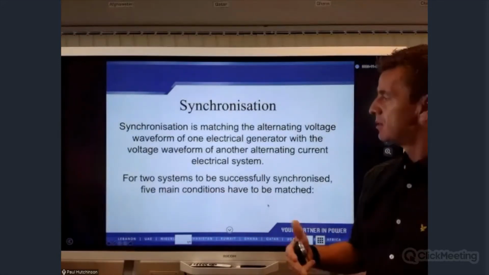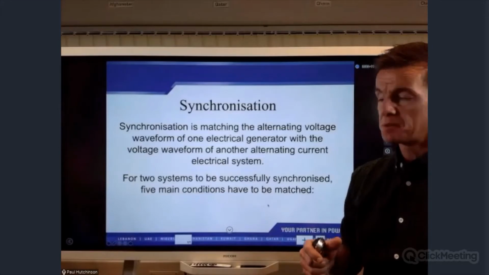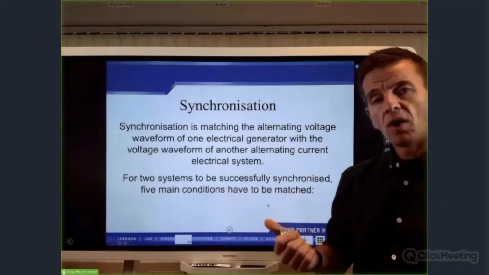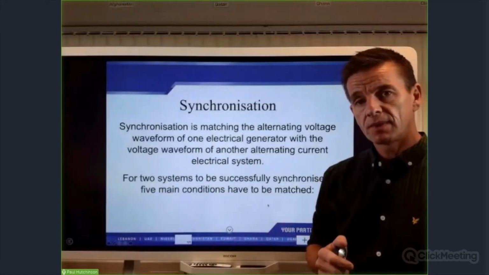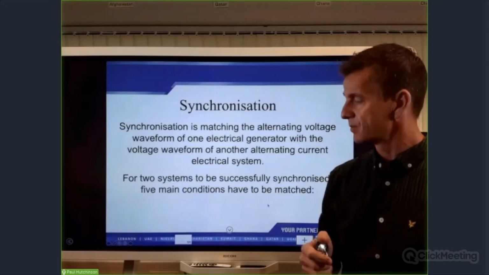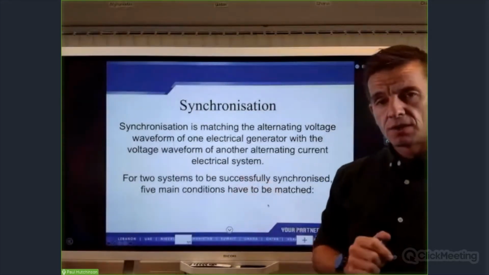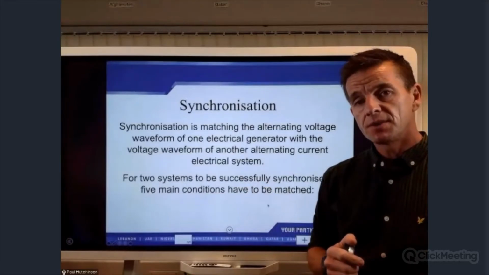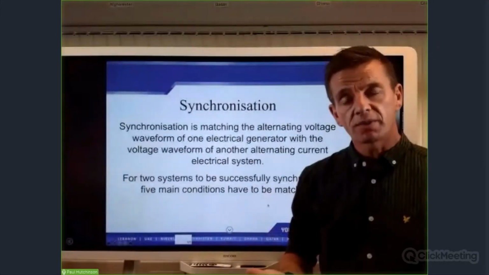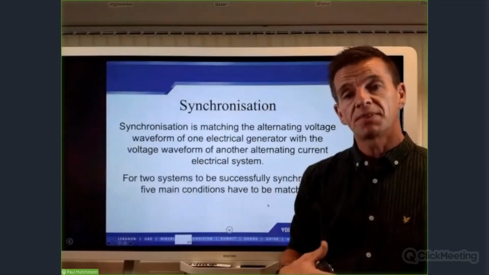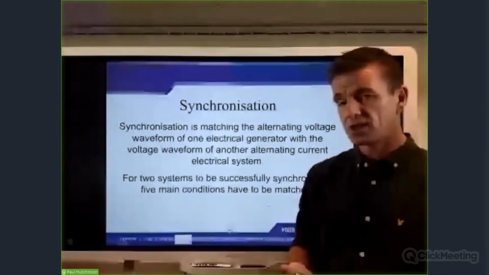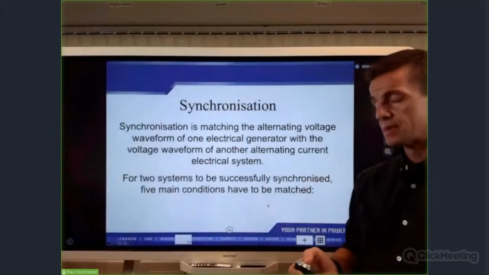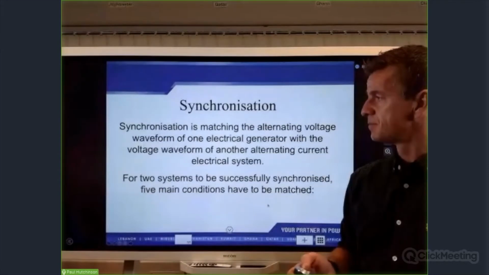So synchronization, what is it? Well, it's the matching of one AC waveform of an electrical generator with another alternating current source, okay? For the two systems to be successful, we have 5 main things that we need to meet. Now, there are more than 5, yes, I understand, but the 5 basics that we need to meet for successful synchronization are the following.